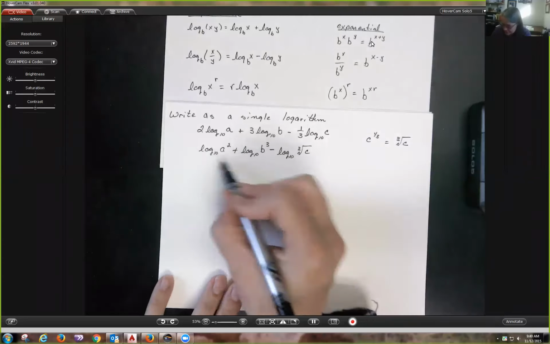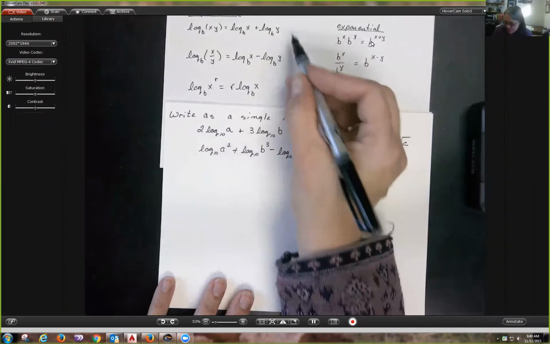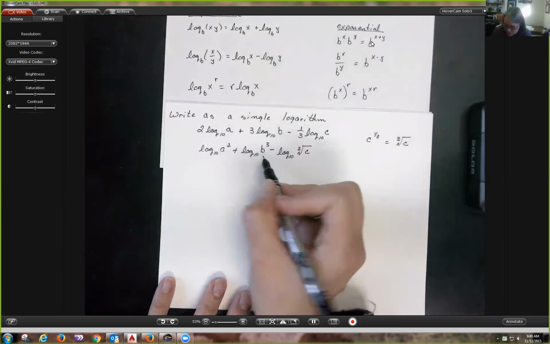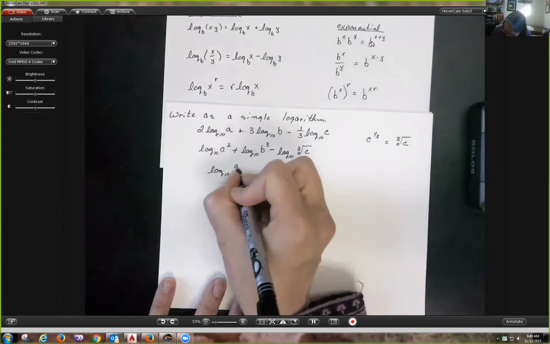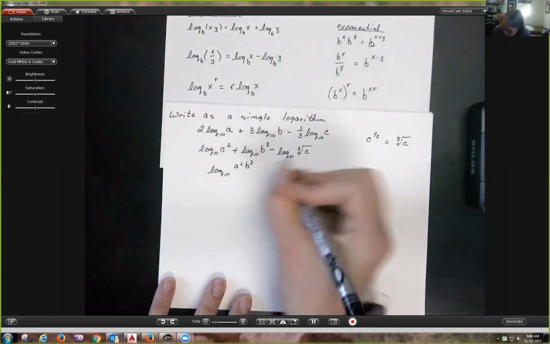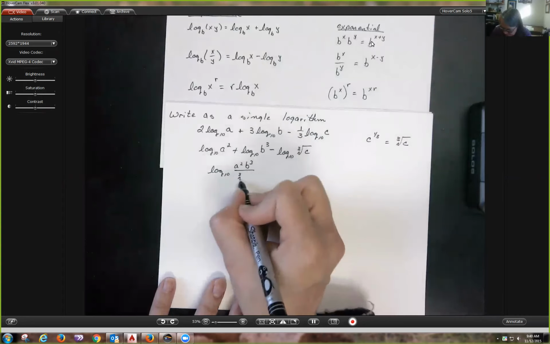Okay, my bases all match, so I can combine these logarithms together using my rules. I've got two things added. Those two things are going to be multiplied together. And I've got a logarithm subtracted, so we know we're going to divide by its argument.